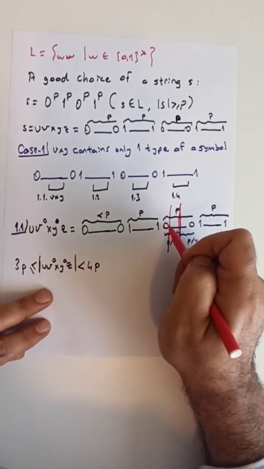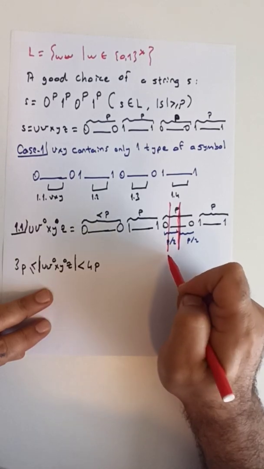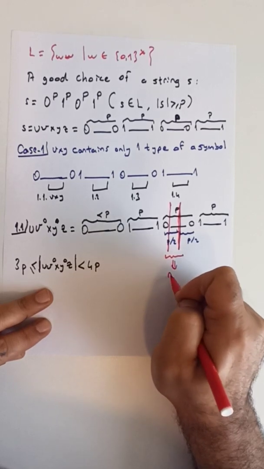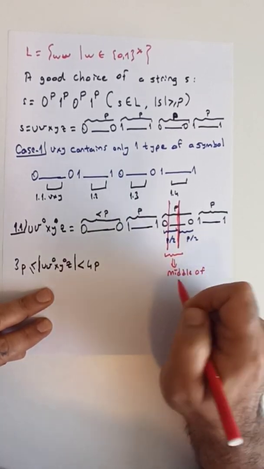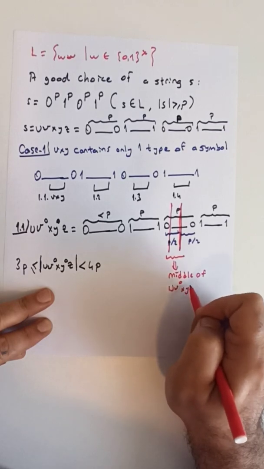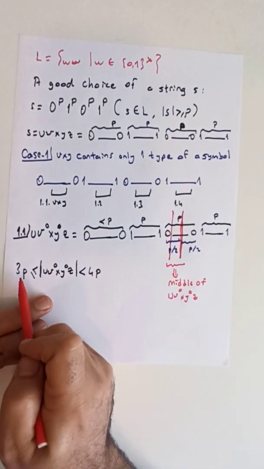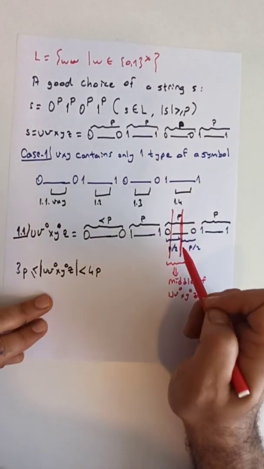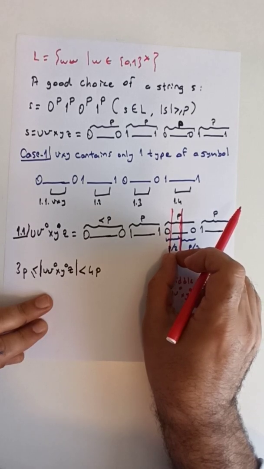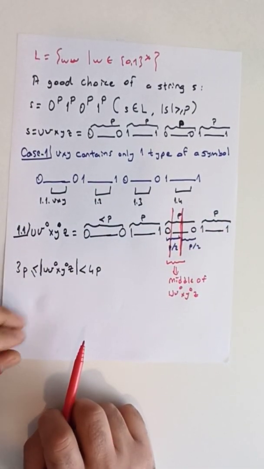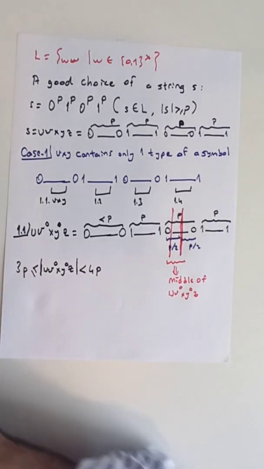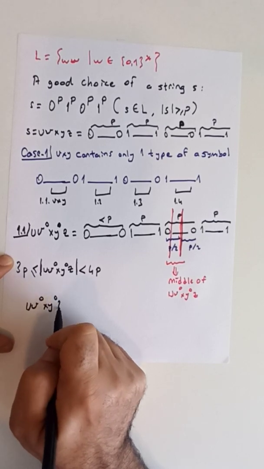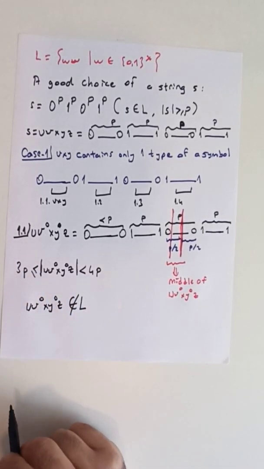This is the initial zero, the first zero in the second half. This is where the middle of the string lies. Middle of uv to the 0, xy to the 0, z. Since the length of the string is at least 3p and at most 4p, the middle of the new string can be somewhere in this range. If that's the case, then it's easy to see that this new string uv to the 0, xy to the 0, z does not belong to the language.